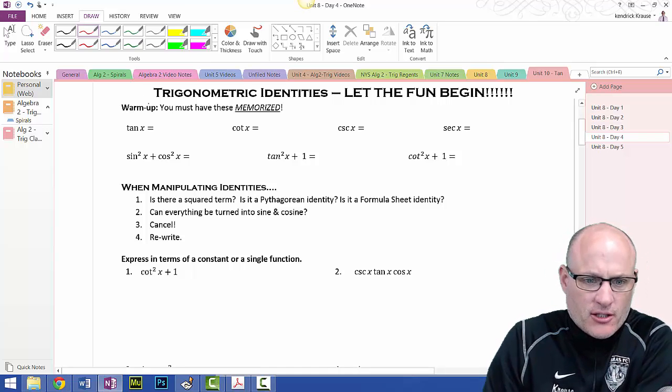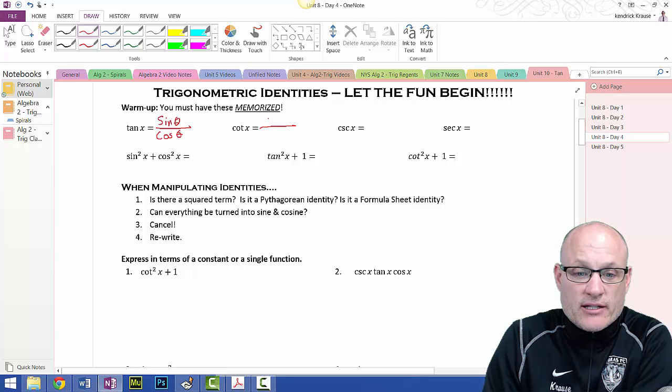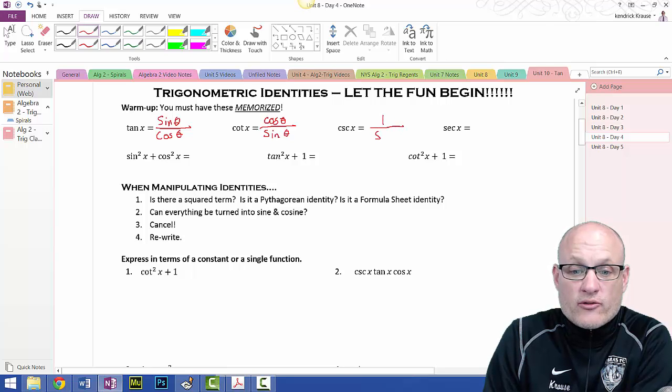So, let's talk. You know that tangent is equal to, in terms of being an identity, sine theta over cosine theta. You got to know that. You got to know that cotangent theta is cosine theta over sine theta. You got to know that cosecant theta is 1 over sine. In this case, we're using x. I'm not sure why I keep going back to theta. It should be using x, I guess. Secant x is 1 over cosine x.